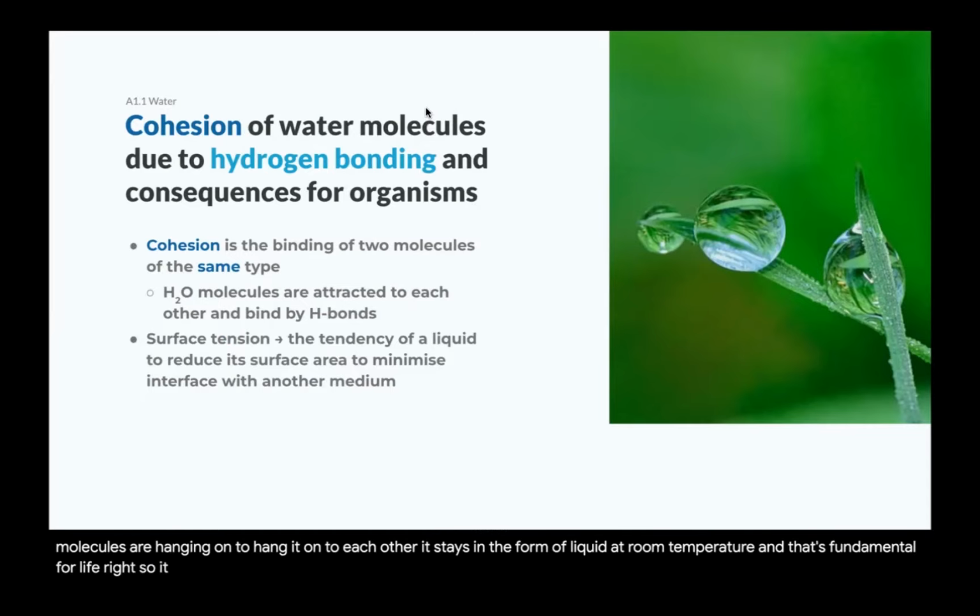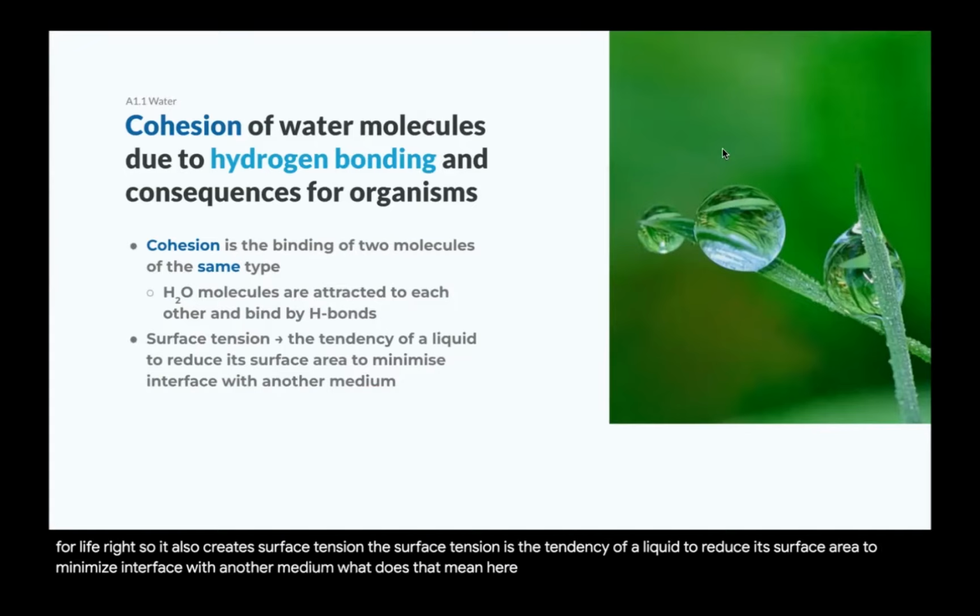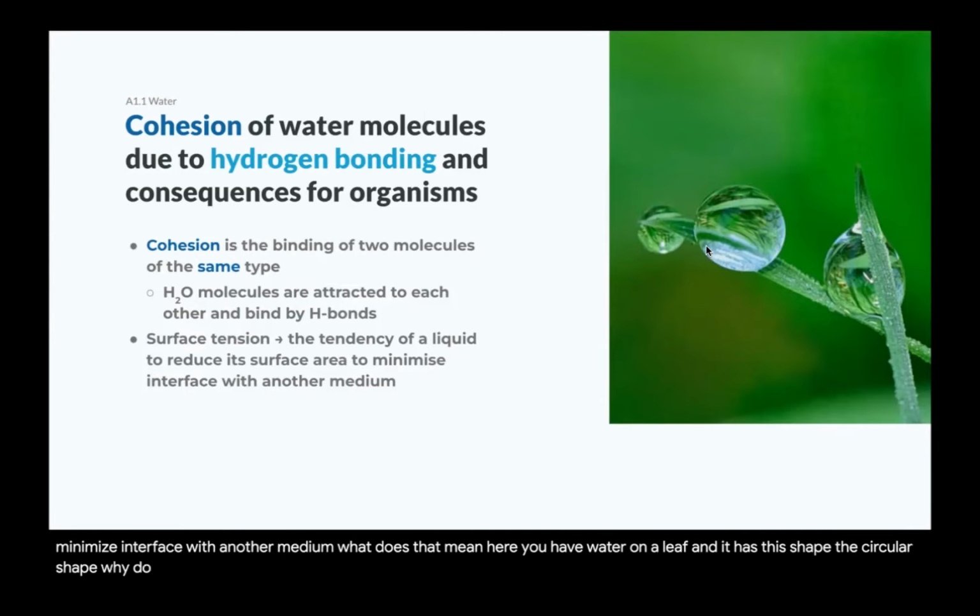So it also creates surface tension. Surface tension is the tendency of a liquid to reduce its surface area to minimize the interface with another medium. What does that mean? Here you have water on a leaf, and it has this circular shape. Why do drops of water look like spheres? Because spheres have the least amount of surface area in relation to their volume.